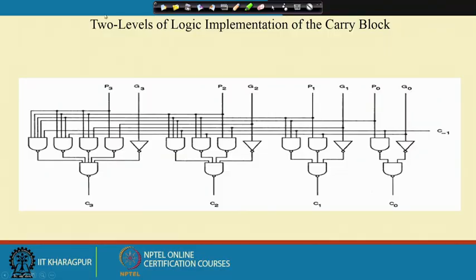Then this is the 2 level of logic implementation of the carry block. You see there are only 2 gates, which means from the inputs to the output there are only 2 gate delays in each of these terms. Here, the inputs are 2 for this one, 3 for this, 4, 5. For this one it is 5, then 4, then 3, then 2, then 1.